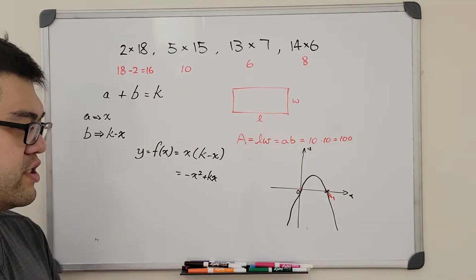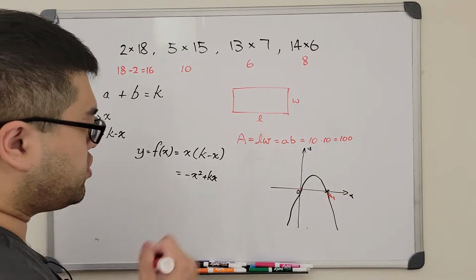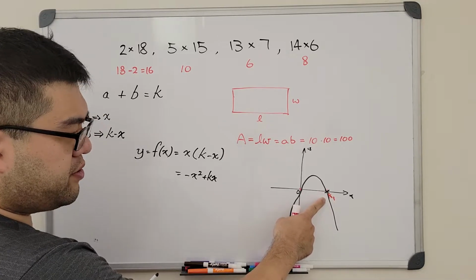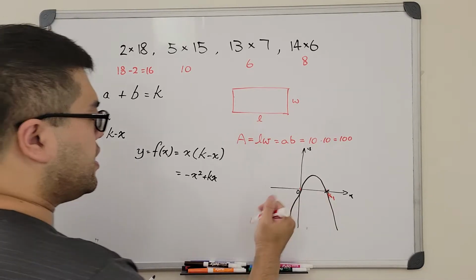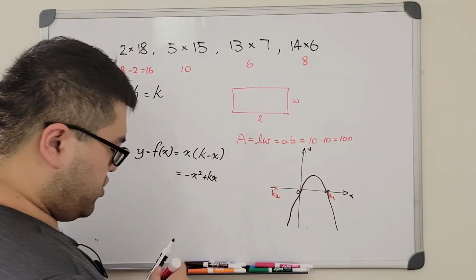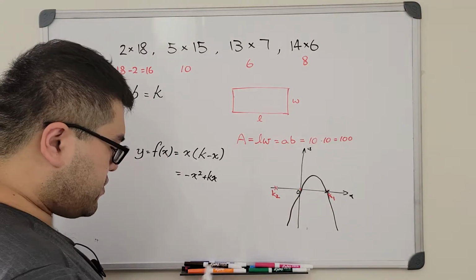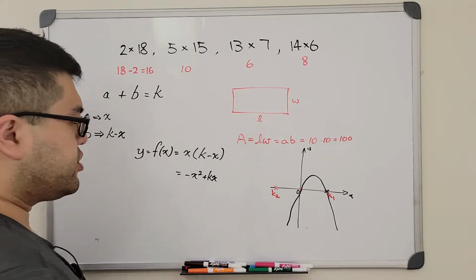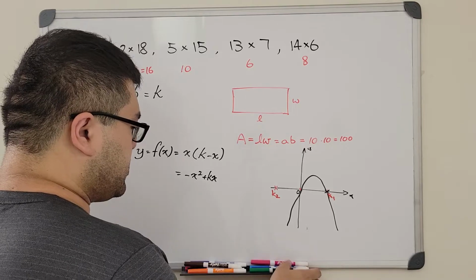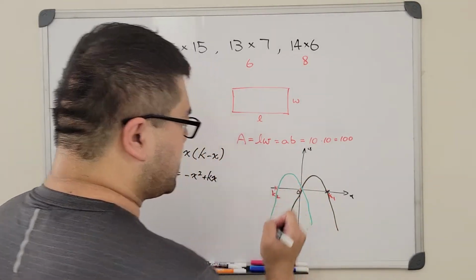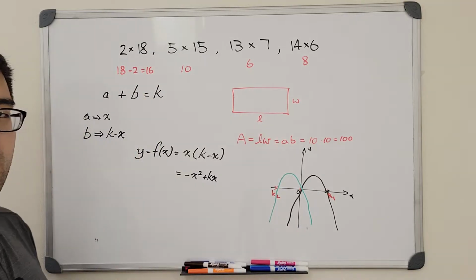Similarly, when k is negative, we're going to take the point on the right and put it on the left. Again, that's because we want to find the solutions of the function. Then, how would the graph look? The graph will now look like this. Great.